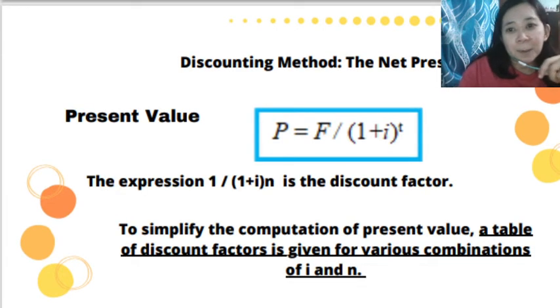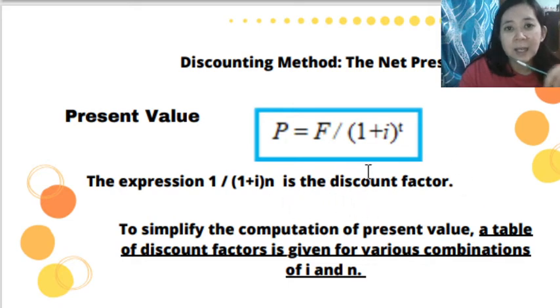To continue, as mentioned earlier, this expression of 1 divided by the quantity of 1 plus I, raised to n, is what we call the discount factor.